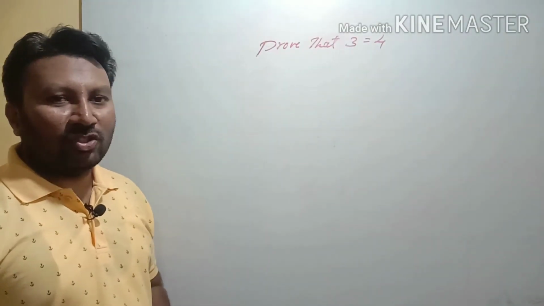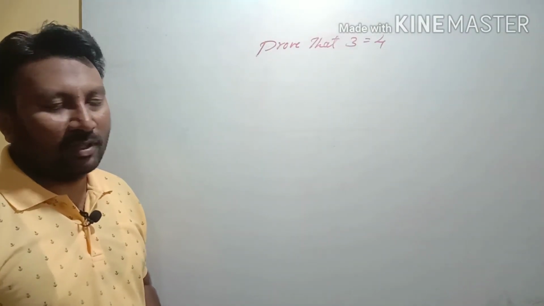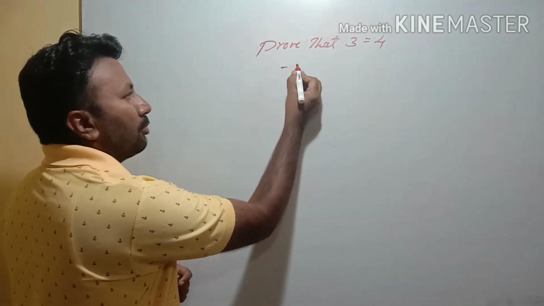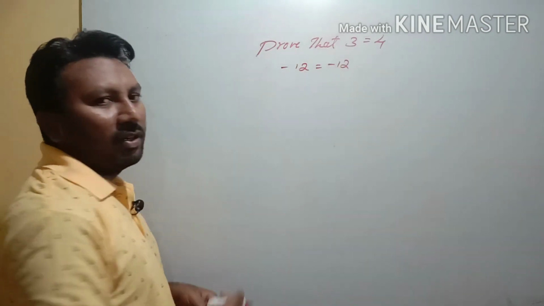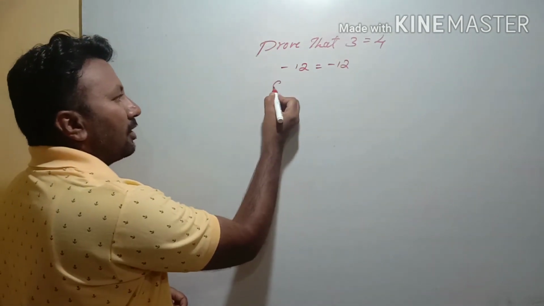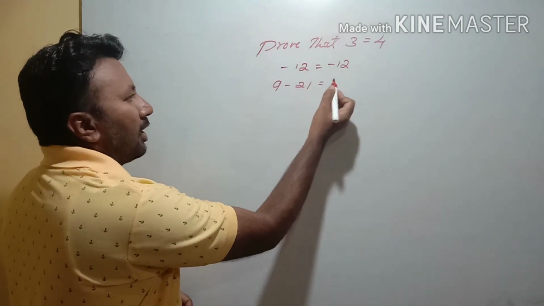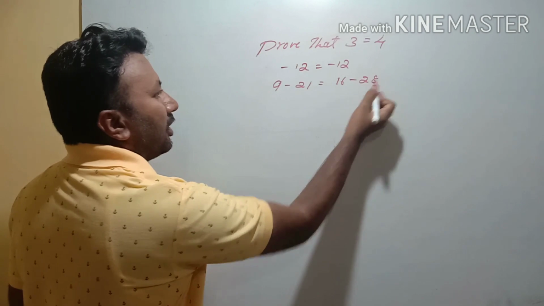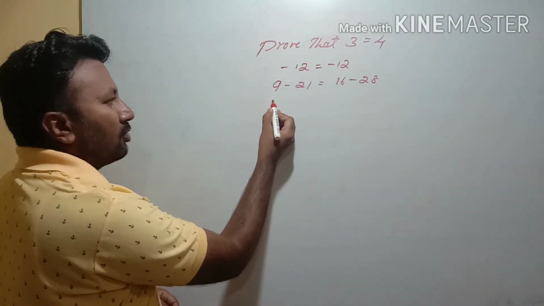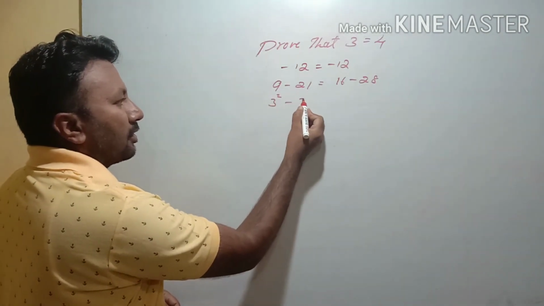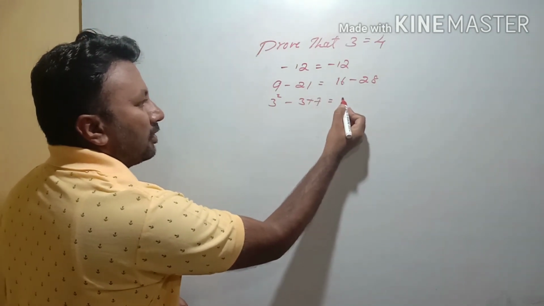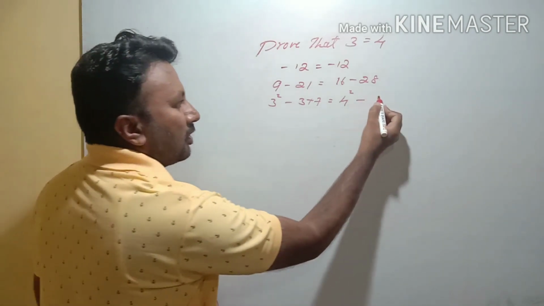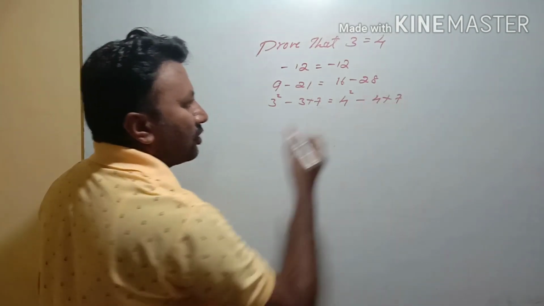Okay, the next illogical statement, prove that 3 is equal to 4. See here, by proving 3 is equal to 4, I am going to take one real fact, that is minus 12 is equal to minus 12. Okay, minus 12 can be written as 9 minus 21, and this minus 12 can be written as 16 minus 28. Now this can be reduced as 3 square, this can be written as 3 sevens are 21, and 16 can be written as 4 square, minus 28 can be written as 4 sevens are 28.